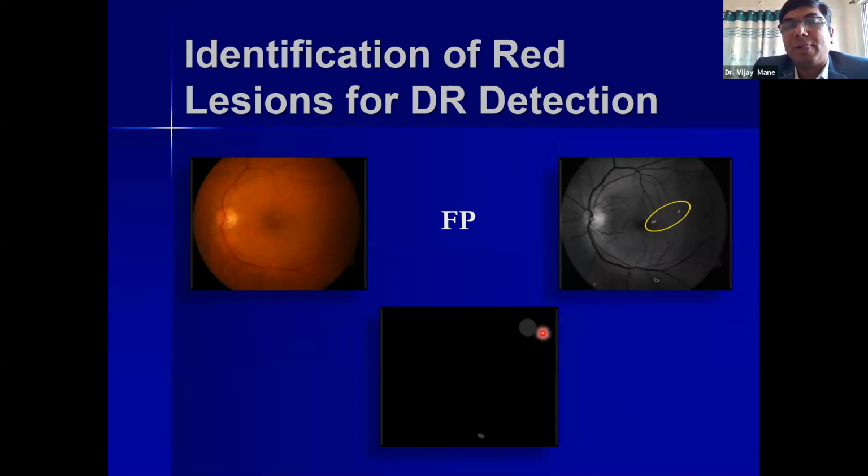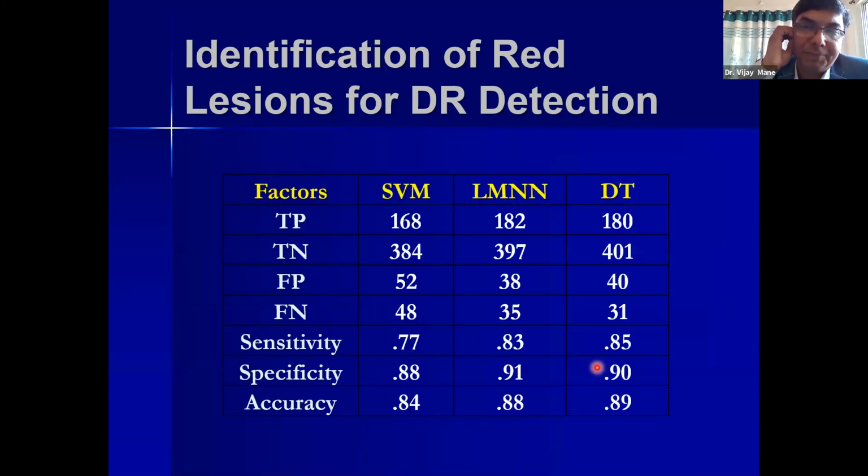Here the lesion is shown, but our algorithm has not detected it. It may be because we restricted the red lesions to microorganisms only. So we have to train this properly and identify the features accordingly.